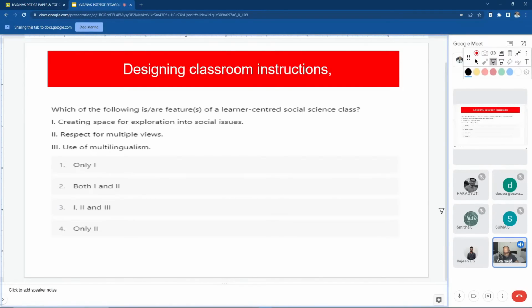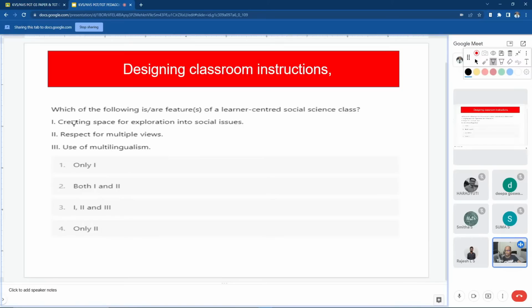When you are teaching social science in the classroom, which of the features are important? Creating space for exploration into social issues, respect for multiple views, use of multilingualism. How many are important? Or all are important? So only two, I think. Respect for multiple views and creating space for exploration into social issues. So where is that combination of 1 and 2, Rajesh sir? Both 1 and 2 is there. Okay, you want to go with option 2.